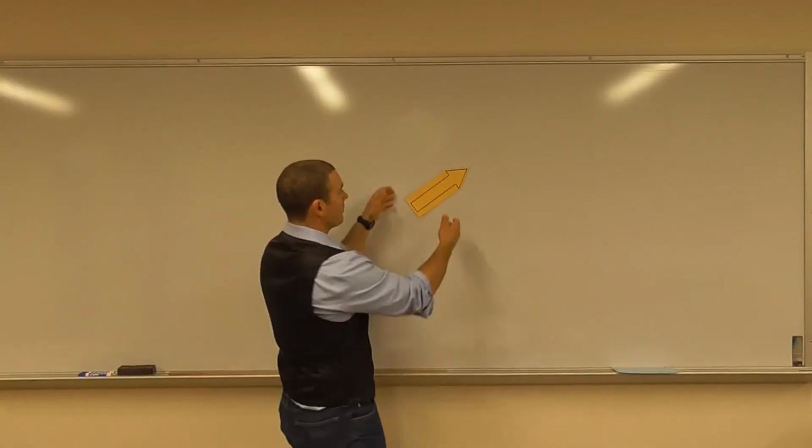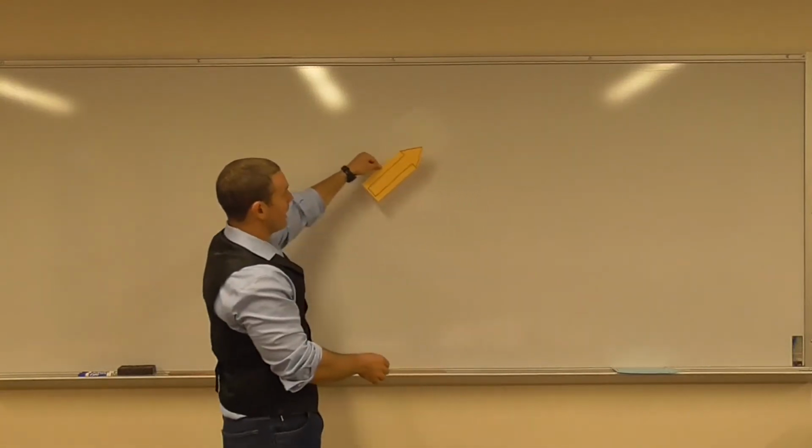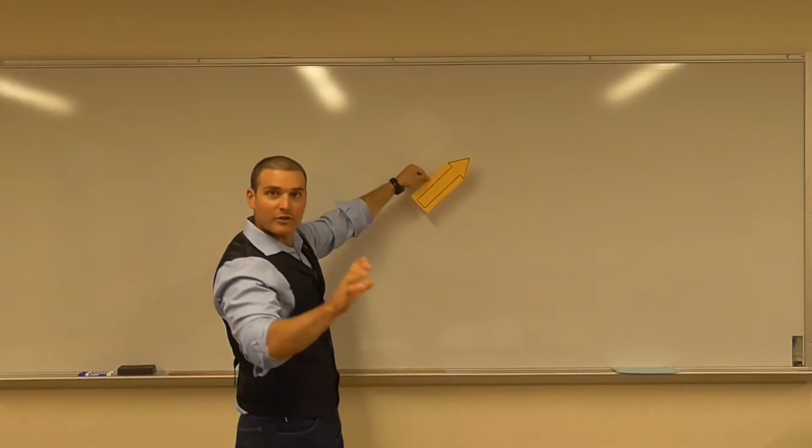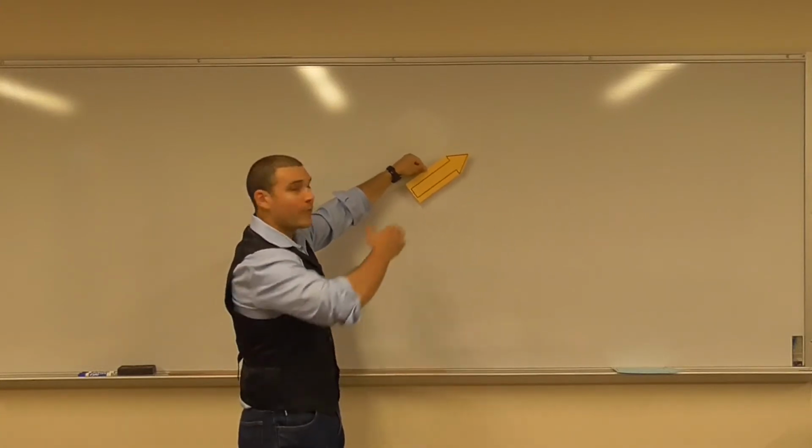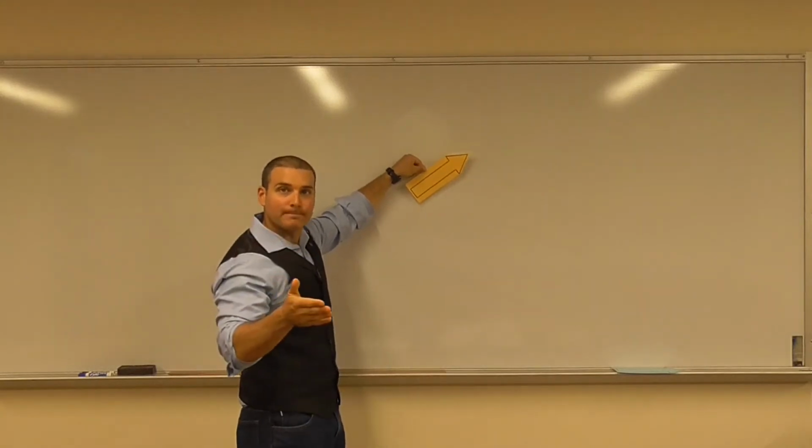Vectors can move around. So I can take the same vector and I can translate it up or down and around. And as long as I don't change the direction, that is, if I don't change the angle, or if I don't change the length, it's the same vector.